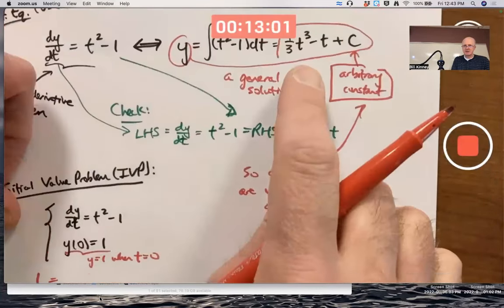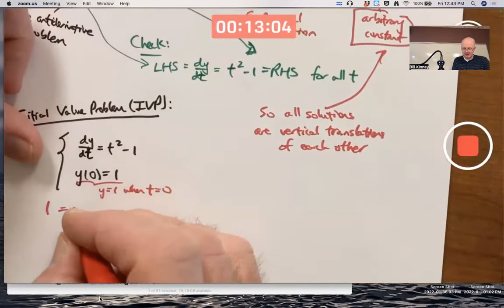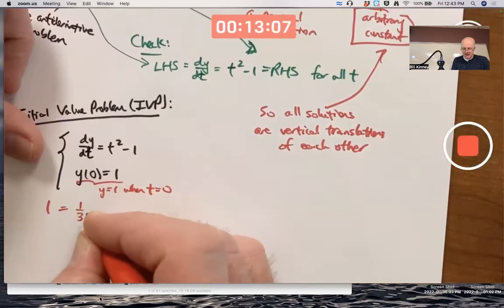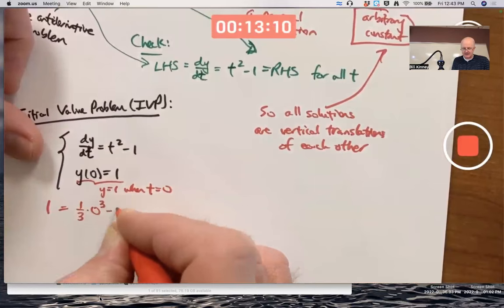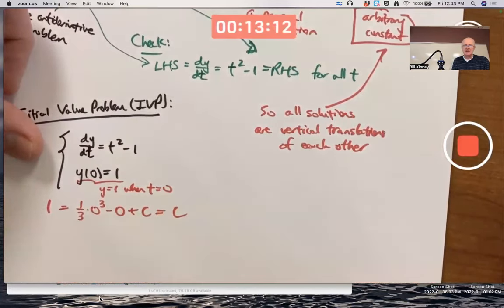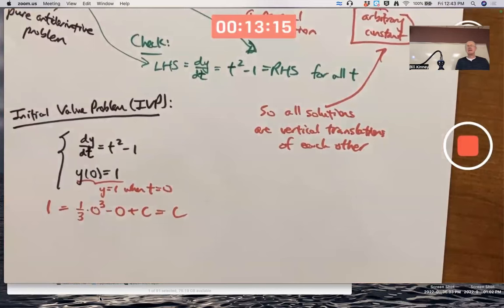So use the general solution here, replace y with 1 and t with 0. 1 will have to equal 1/3 times 0 cubed minus 0 plus C, which does equal C. So C does equal the initial condition. That is happening here as it happened on Wednesday with the free fall example and the exponential growth, but it does not happen in general. In general, C is not the same as the initial condition, though you can use the initial condition to solve for C. They won't typically be equal though. Here they are.